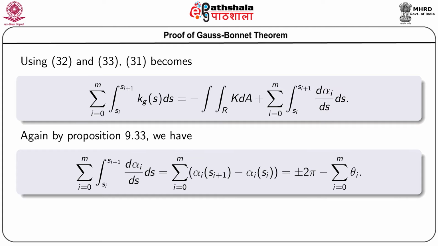And again by proposition 9.33, that means the proposition for turning tangents given in module 8, we have this one: summation i equal to 0 to m, integration s_i to s_(i+1), d alpha_i/ds ds. We have this expression: summation i equal to 0 to m, alpha_i(s_(i+1)) minus alpha_i(s_i) equals plus minus 2 pi minus summation i equal to 0 to m theta_i.